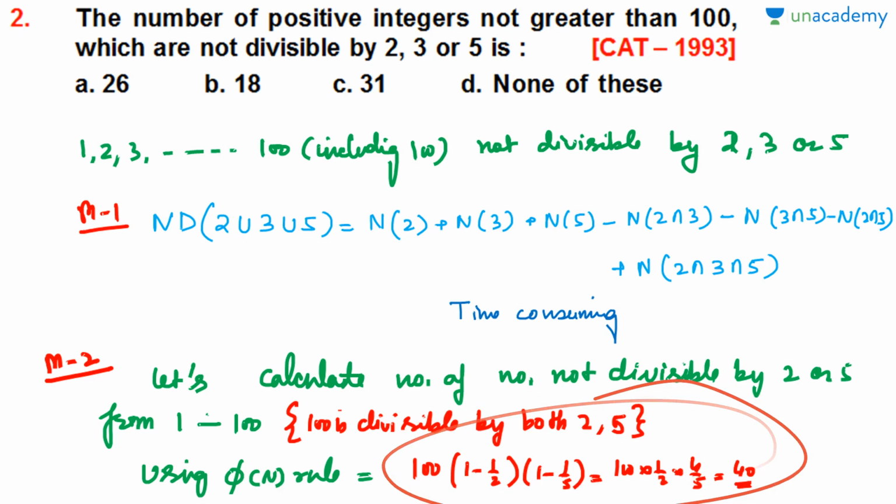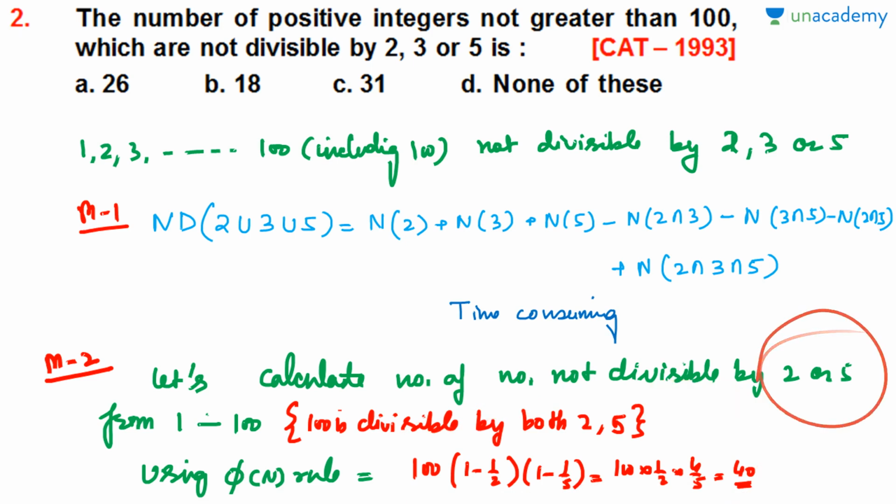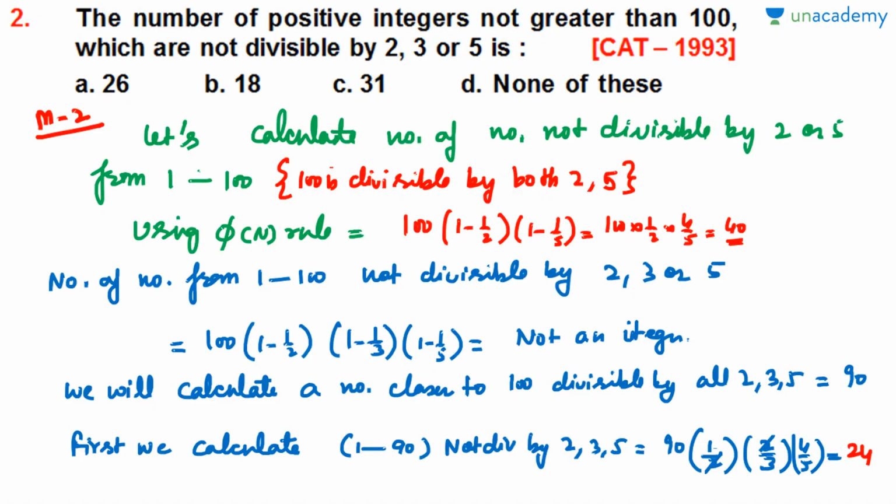So first of all, if we have to calculate only those numbers which are not divisible by 2 or 5, we can apply simply the phi-n method, which is 100 into (1 minus 1 by 2) into (1 minus 1 by 5). So it is 100 into 1 by 2 into 4 by 5. So there are 40 numbers which are not divisible by 2 and 5 from 1 to 100. But our question is numbers from 1 to 100 not divisible by 2, 3 or 5.